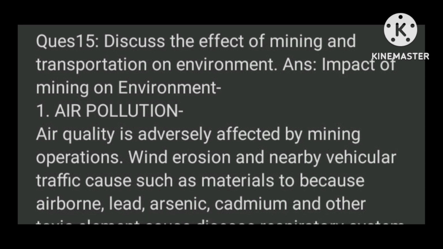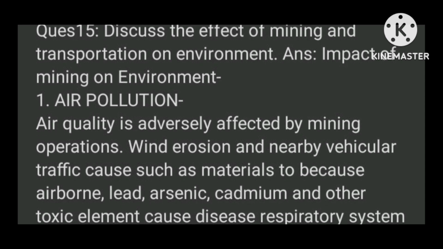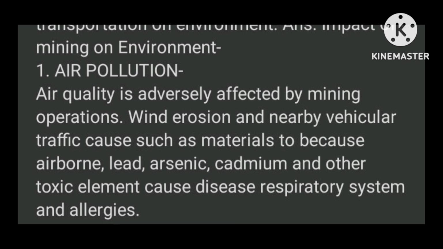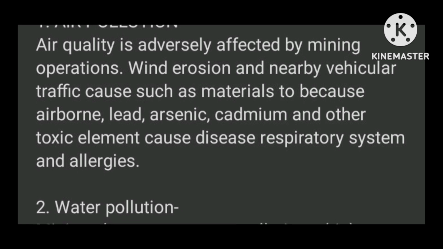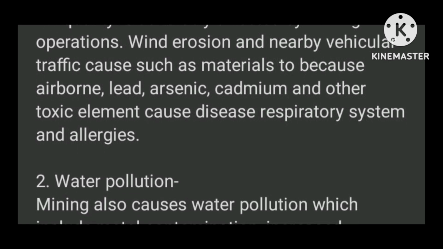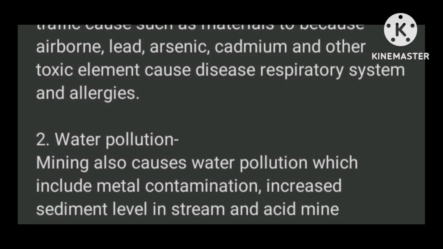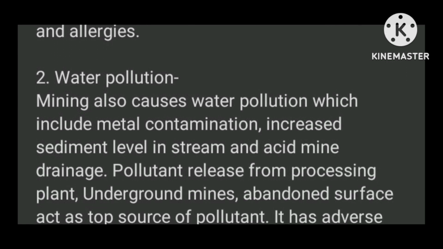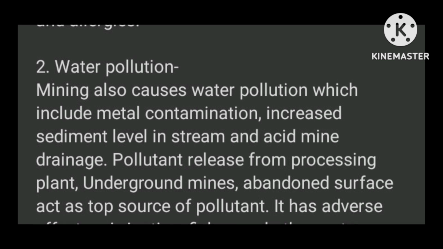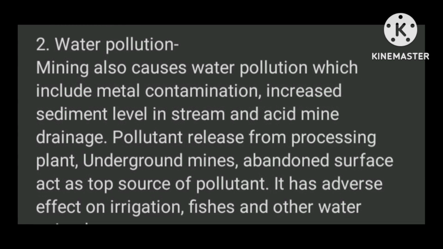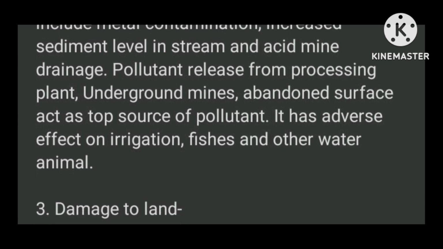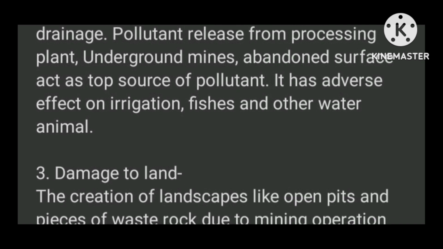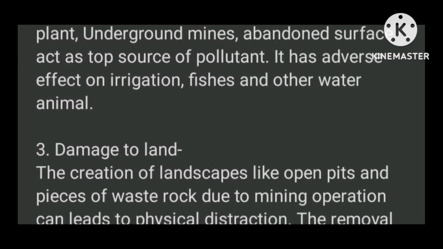First, air pollution. Air quality is adversely affected by mining operations. Wind erosion and nearby vehicular traffic cause such materials to become airborne. Lead, arsenic, cadmium and other toxic elements cause respiratory system diseases and allergies. Second, water pollution. Mining also causes water pollution, which includes metal contamination, increased sediment levels in streams and acid mine drainage. Pollutants released from processing plants, underground mines, and abandoned surfaces act as top sources of pollutants. It has an adverse effect on irrigation, fishes and other water animals.